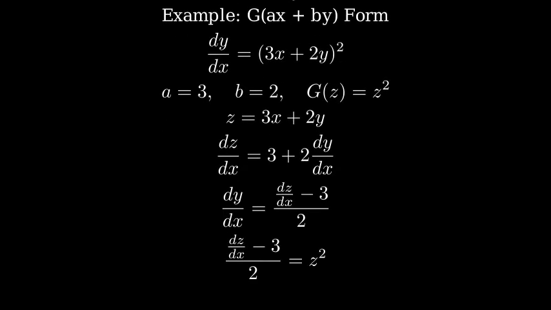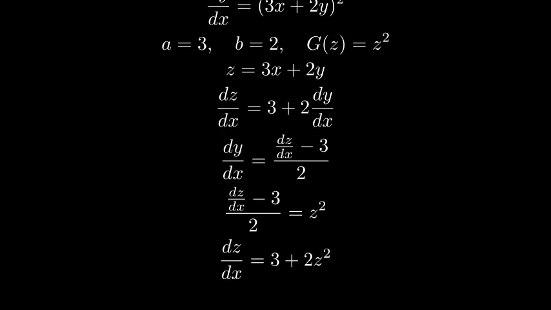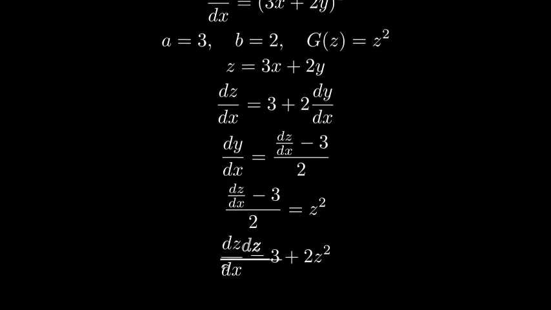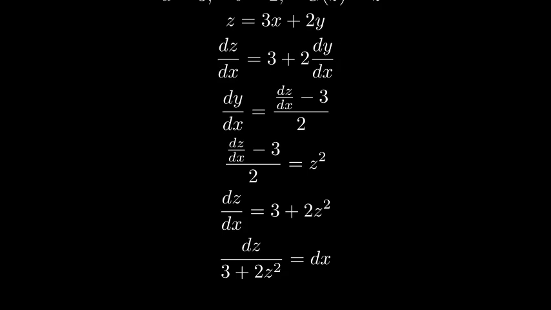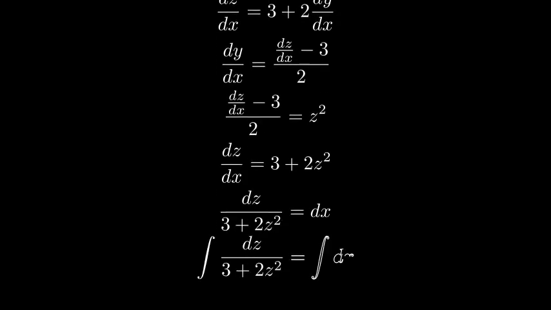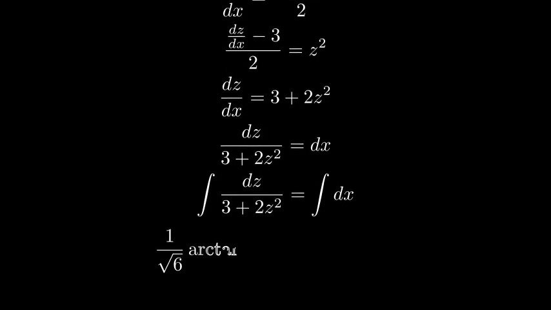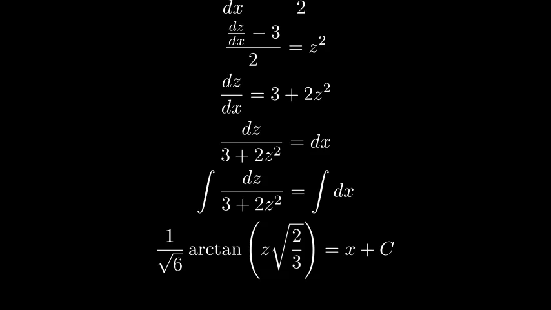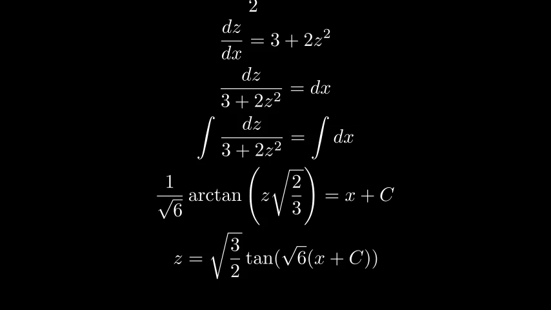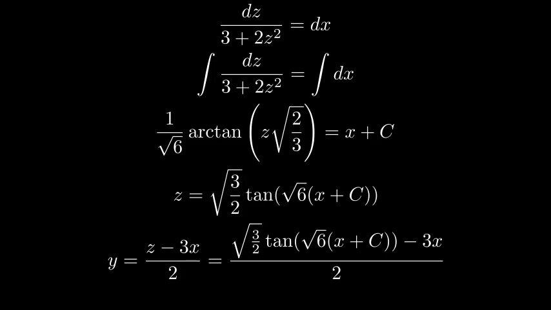Substituting into our original equation, (dz/dx − 3)/2 = z². Rearranging, dz/dx = 3 + 2z². This gives us the separable equation dz/(3 + 2z²) = dx. Integrating both sides, the integral of dz/(3 + 2z²) equals the integral of dx. Using the standard integral form, (1/√6) arctan(z√(2/3)) = x + c. Solving for z = √(3/2) tan(√6(x + c)). Finally, substituting back to find y = (z − 3x)/2 = (√(3/2) tan(√6(x + c)) − 3x)/2.